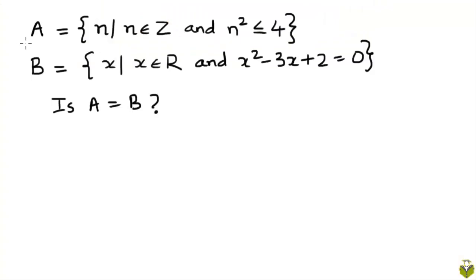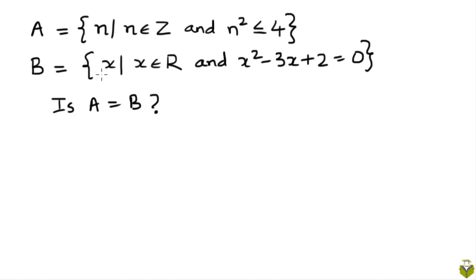Here's another problem of the same kind. You're given two sets A and B and you're asked whether A is equal to B. The set A is the set of all numbers n such that n is an integer and n squared is less than or equal to 4.